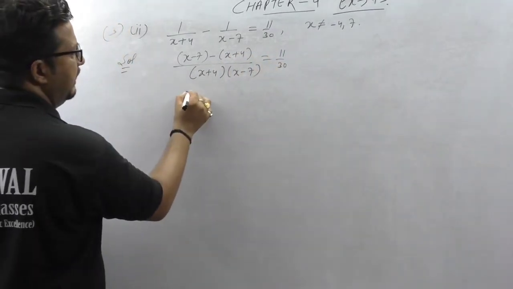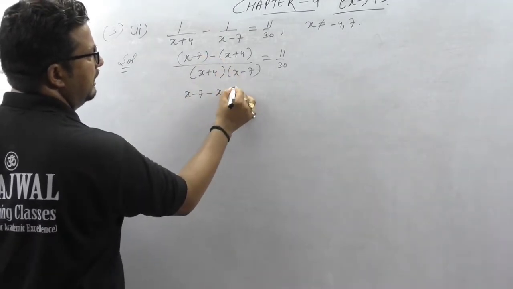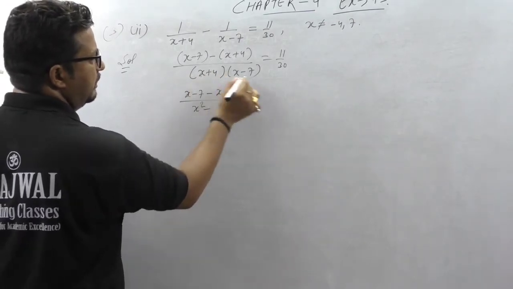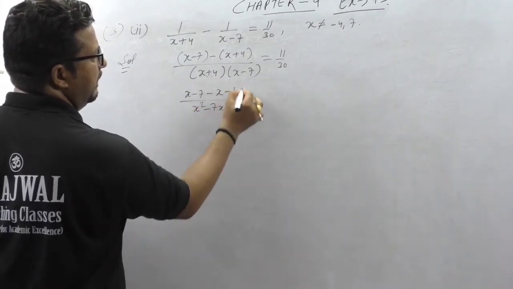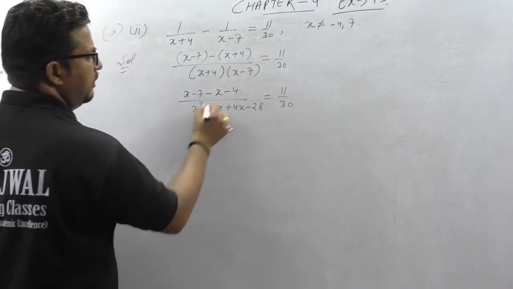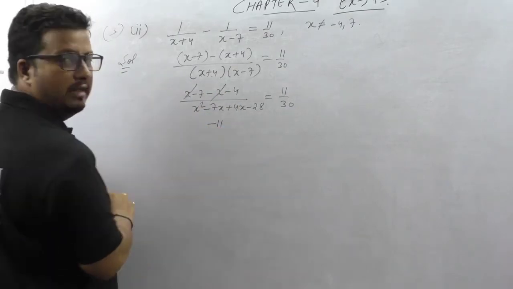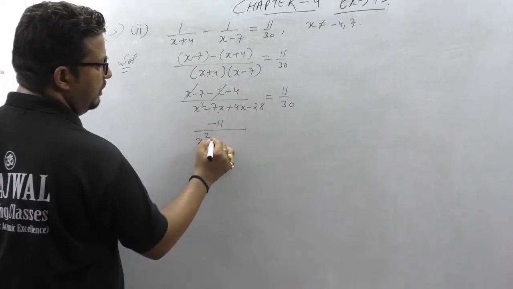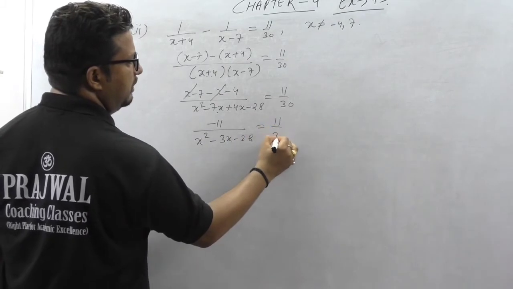Now simply we have to solve it. X minus 7, if you open the sign it will be minus plus is minus 4, and here we can multiply. X into x is how much? X square. X into 7 is how much? 7x, plus 4 into x is 4x, plus and minus, so 4 into 7 is how much? 28. Okay, this and this will be cancelled out. Now 7 plus 4 is how much? Minus 11. Alright, and now here you have x square. 7 minus 4 is how much? Minus 3x will be there, and minus 28 equal to 11 upon 30.